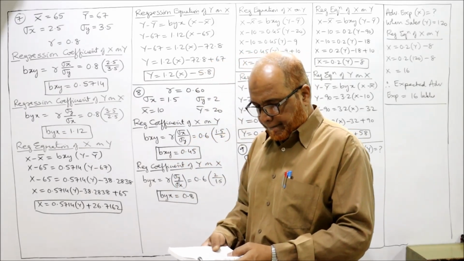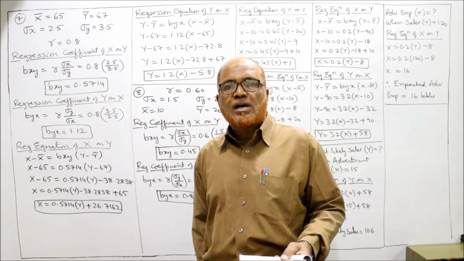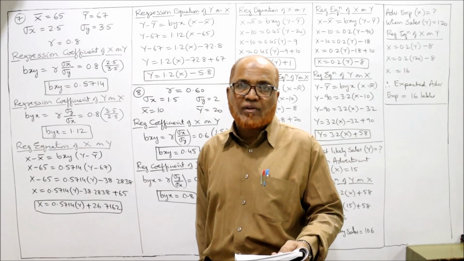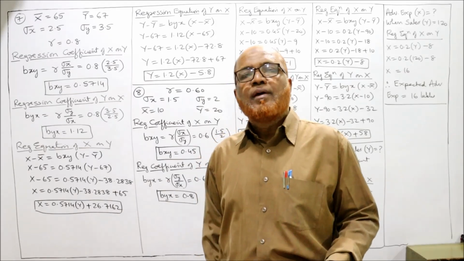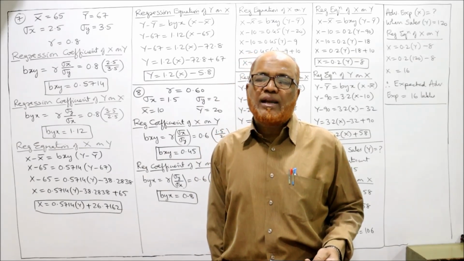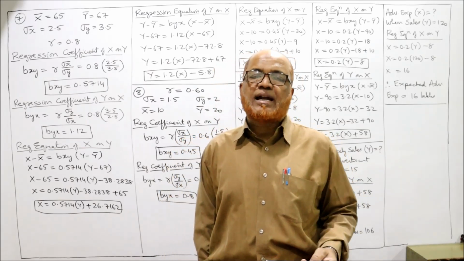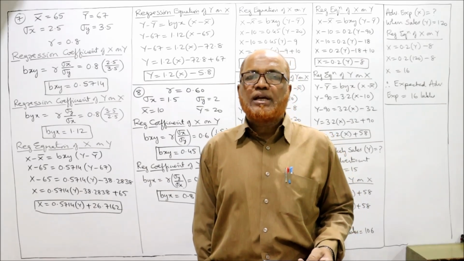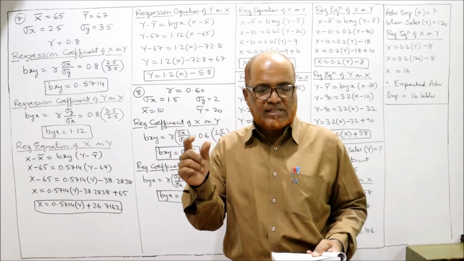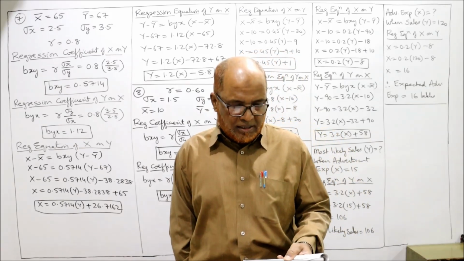Now 7th problem. In a correlation study, the following values are obtained. Here the values are given for x variable and y variable. For x variable, mean is 65. For y variable, mean is 67. We can call it x bar and y bar, the mean value of x and mean value of y. Then standard deviation of x is 2.5, standard deviation of y is 3.5. We can denote it as sigma x and sigma y. And coefficient of correlation r, small r, is 0.8.